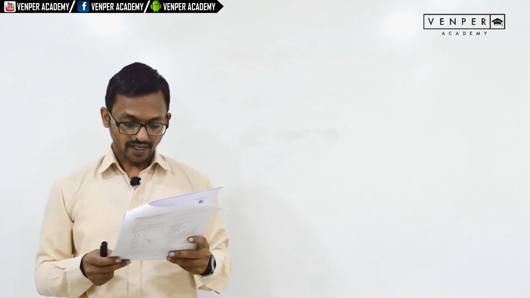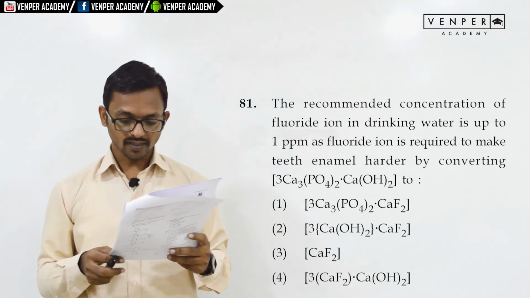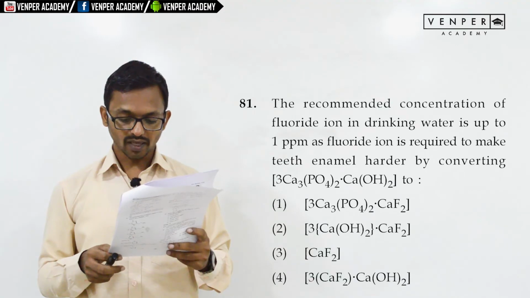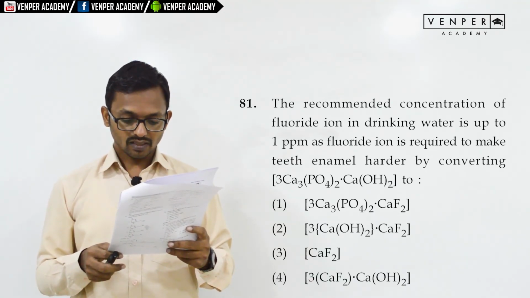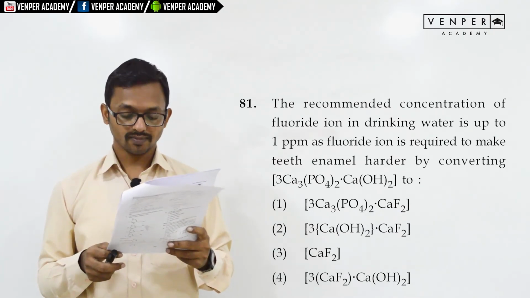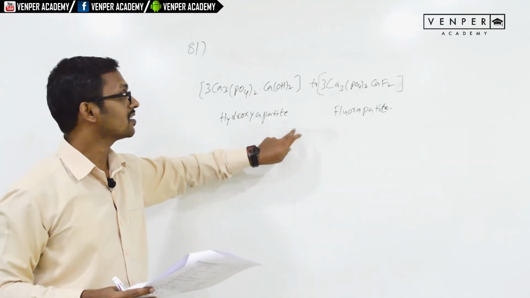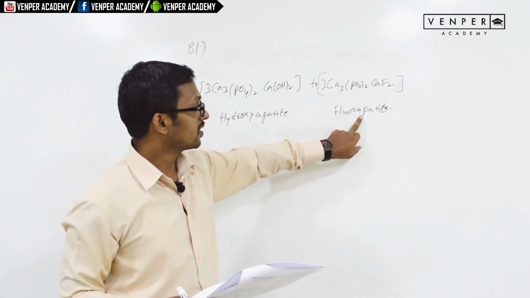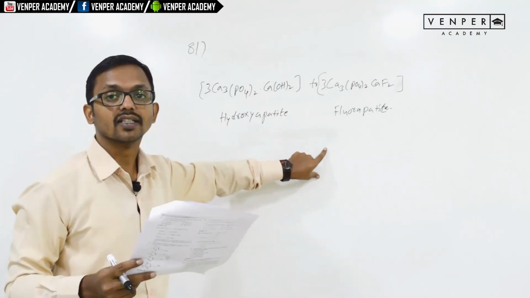Question number 81. The recommended concentration of fluoride ion in drinking water is up to 1 ppm, as fluoride ion is required to make teeth enamel harder by converting calcium phosphate, calcium hydroxide, which is nothing but hydroxyapatite. Here hydroxyapatite is reacting with fluoride ion and giving fluoroapatite. So in the given 4 options, option 1 is the correct answer.